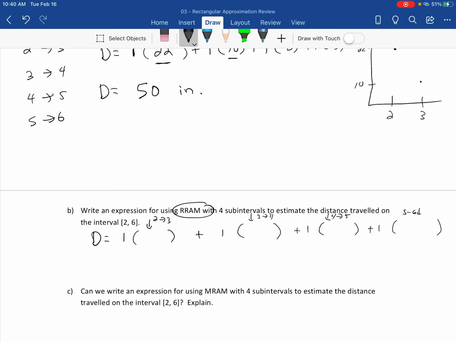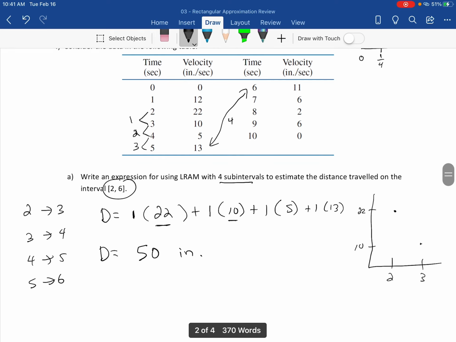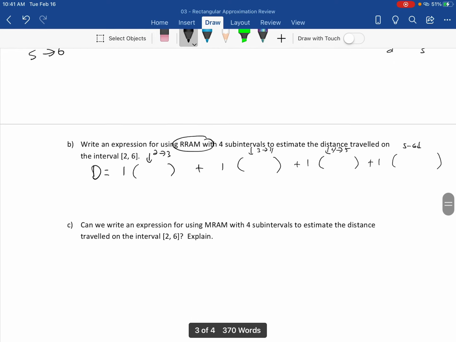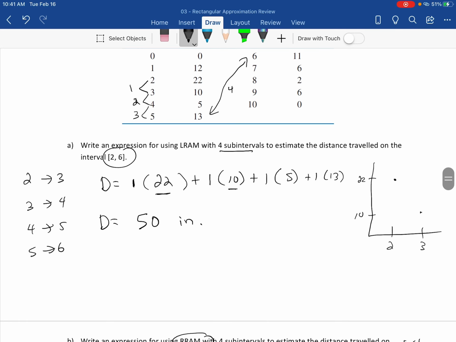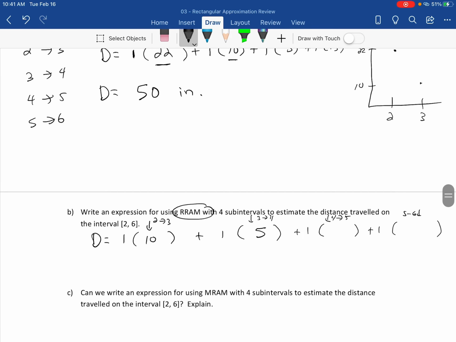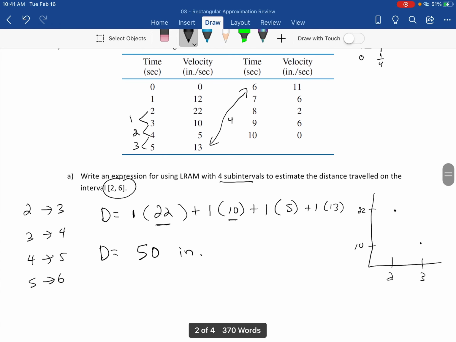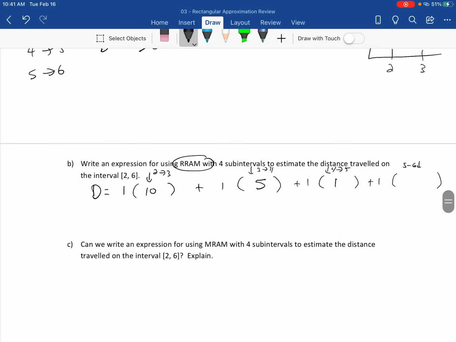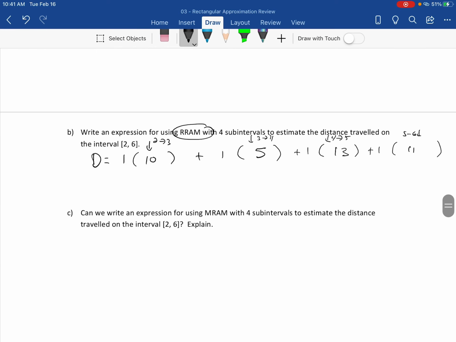That's what we want to put in there, a value for the velocity between 2 and 3 seconds. But if we're using RRAM, when we look from 2 to 3 seconds, we're not going to use 2, we're going to use 3, the right-hand side. So this time I get 10 in there. And then from 3 to 4, it goes from 10 inches per second to 5 inches per second, but I'm going to use the 5 because we're using RRAM here. Then from 4 to 5, it goes from 5 inches per second to 13 inches per second. I'm using RRAM, so I'll use 13. And then 5 to 6, it goes from 13 to 11. And because I'm using RRAM, I'll use 11.